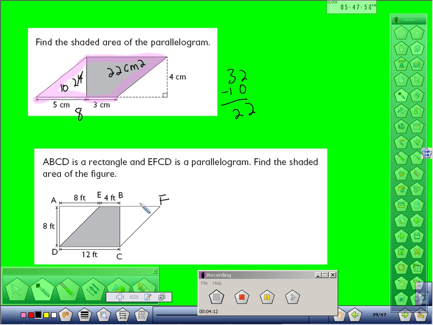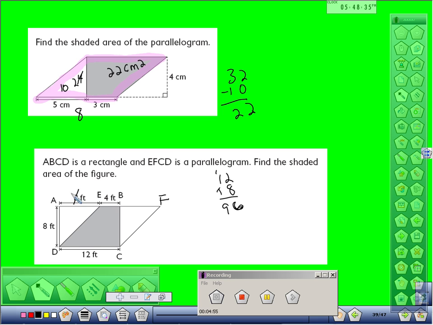Now, honestly, I'm looking at this figure and I'm saying, okay, here's a rectangle. Here's a triangle. If I find the whole rectangle and then subtract the triangle, I'll have this area. So the rectangle is 12 long and it's 8 wide. 12 times 8. 8 times 2 is 16. Carry the 1. 8 times 1 is 8, plus 1 is 9. That's 96. So the whole rectangle is 96. But look at the triangle right here. We know how to find the area of a triangle. Base times height divided by 2.